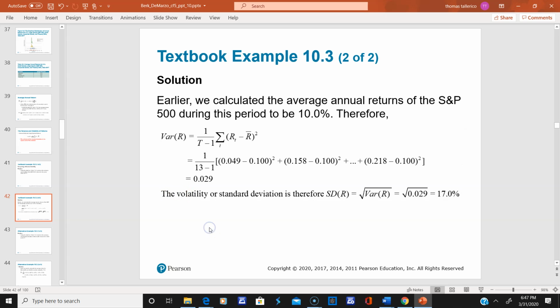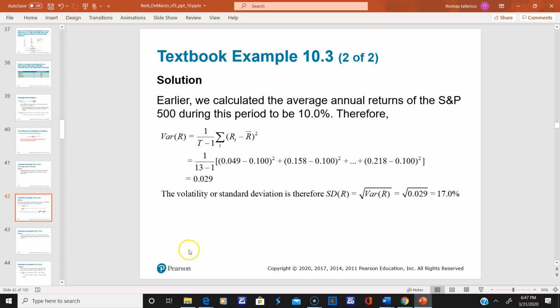So I won't do that. Anyway, you get the variance in this way, and then you get the standard deviation by just taking the square root of that number. So this number goes in here, and you take the square root. Okay?